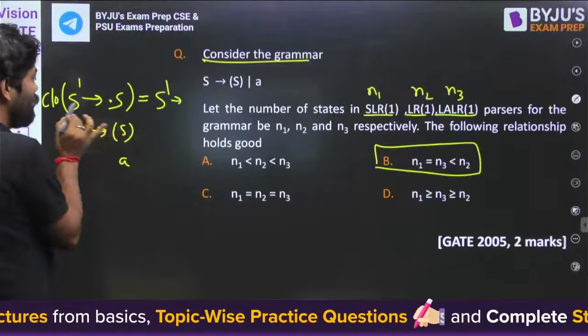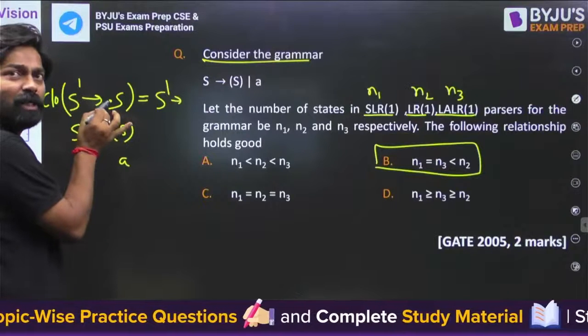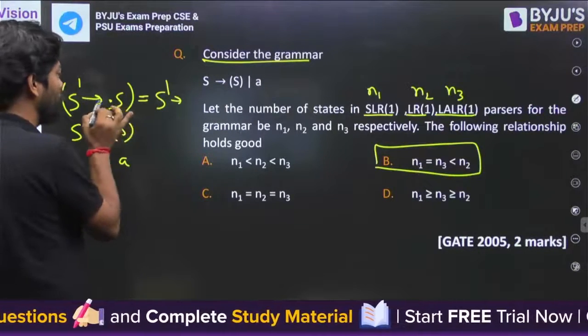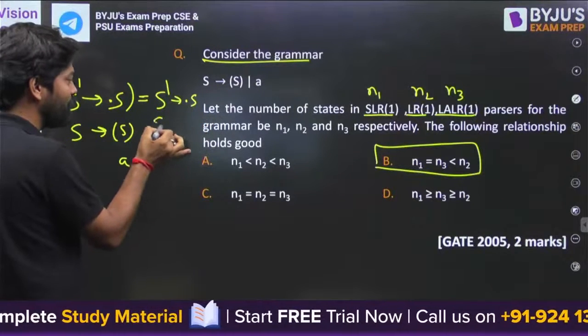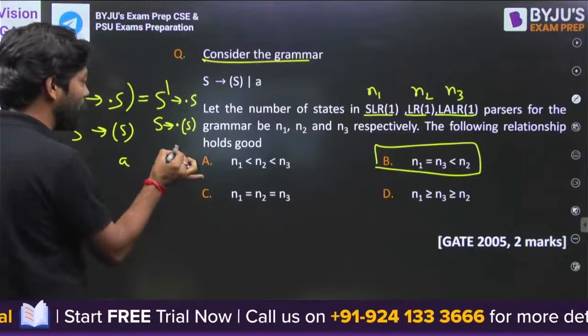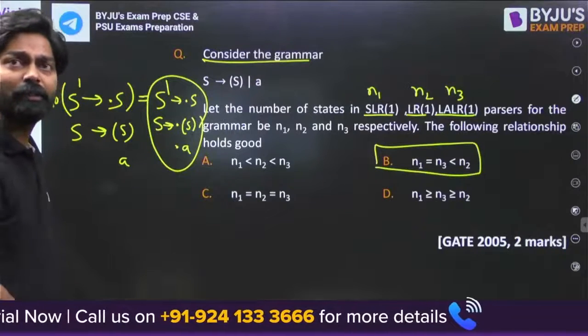See here. First make the augmented grammar, then make the LR0 items. How to make an LR0 item? Put the dot in the right-hand side, at the leftmost place. So S' goes to dot S. After the dot, a variable is there, so add its productions. I am adding the productions S goes to dot (S) and S goes to dot A. This is nothing but I0.